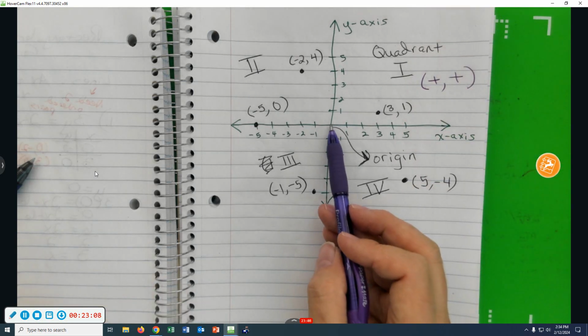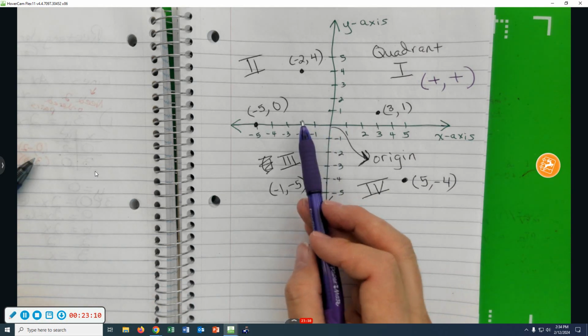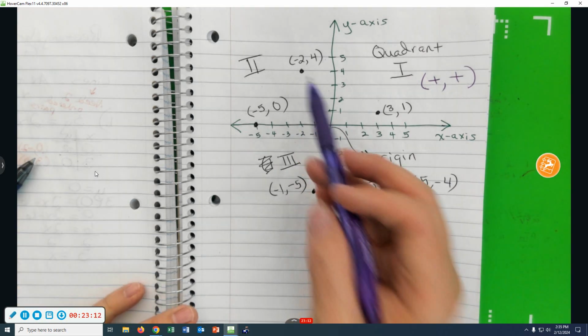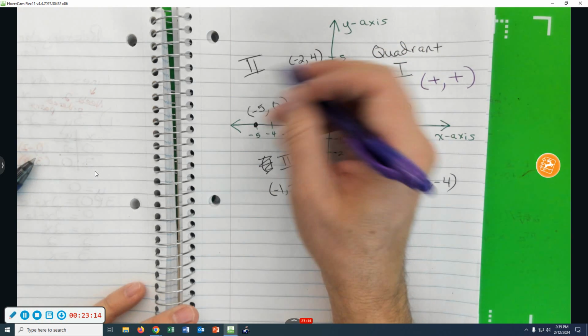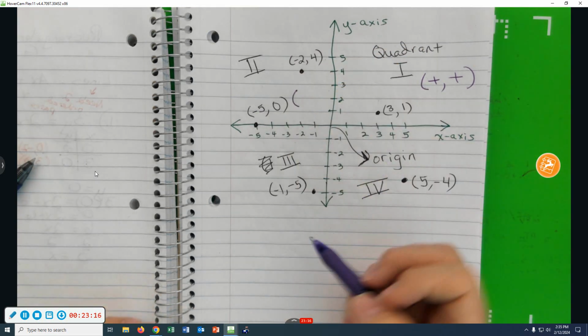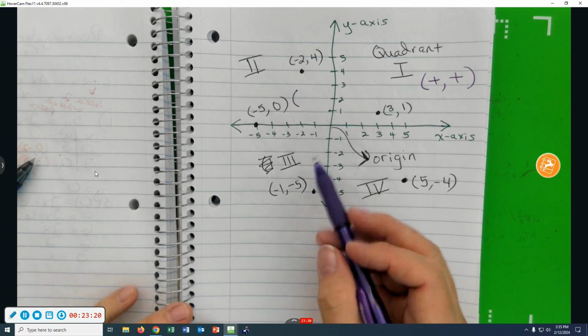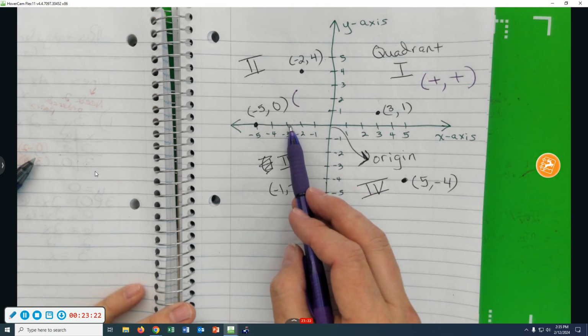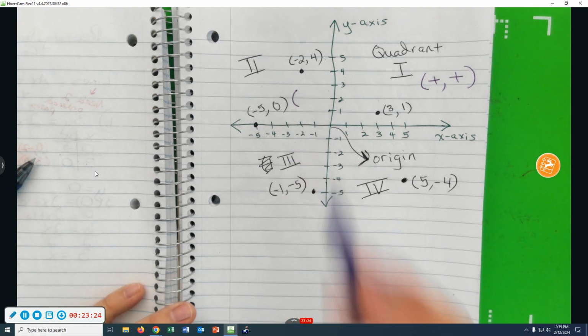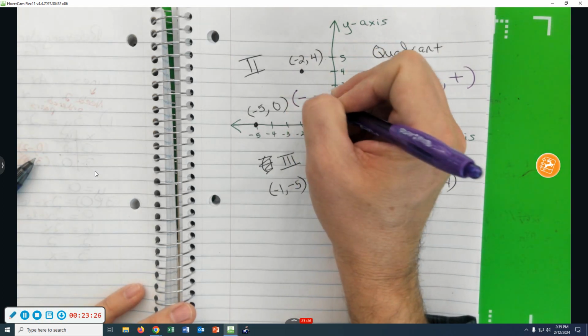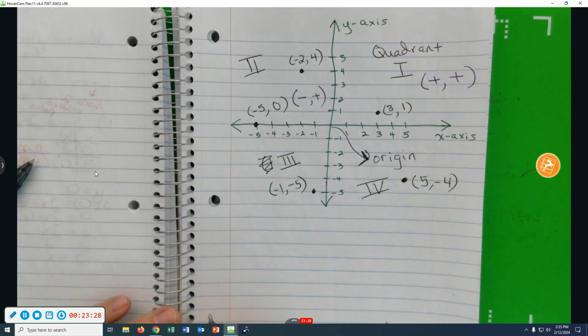Moving in a counterclockwise direction, we'll go left and then up to get into quadrant 2. So what is true about the x-coordinate sign? It's going to have to be negative because we're going left. We're still going up. So the x-coordinate's negative, the y-coordinate's positive.